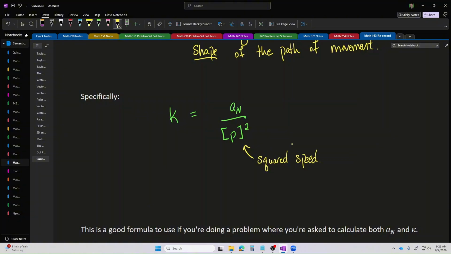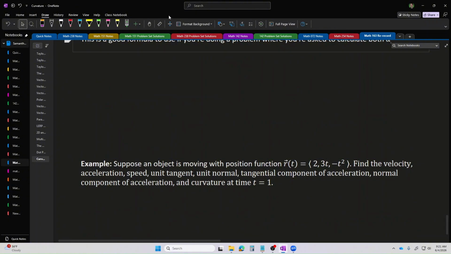So if you're working on a problem where you need to calculate both the normal component of acceleration and the curvature, this is a pretty nice formula to use to get the curvature from the normal component of acceleration pretty quickly. Let me give you an example.